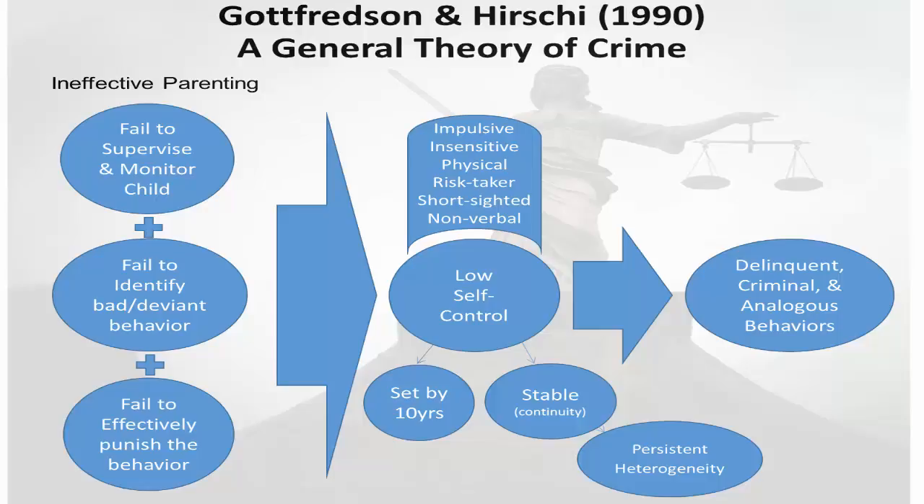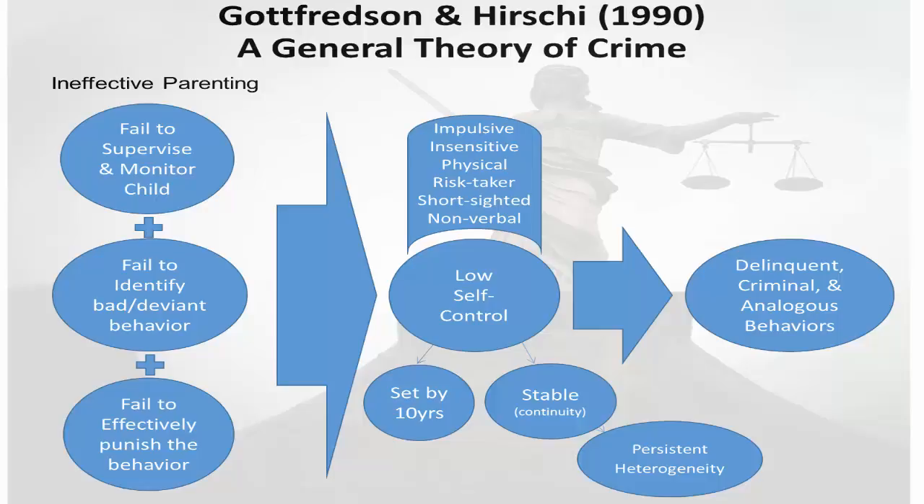This is a little bit different from the graphic that you saw on the control theory, because here it's talking about when parenting is actually ineffective. When parenting is ineffective, they fail to supervise and monitor the child, they fail to identify bad or deviant behavior, and they fail to effectively punish the behavior. When that happens, low self-control is formed in that child. That child then is impulsive, insensitive, physical, a risk taker, short-sighted, and nonverbal.